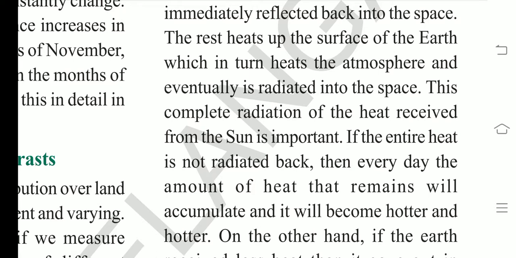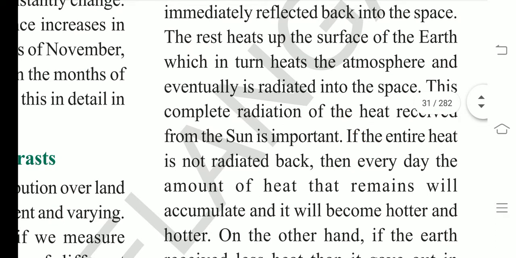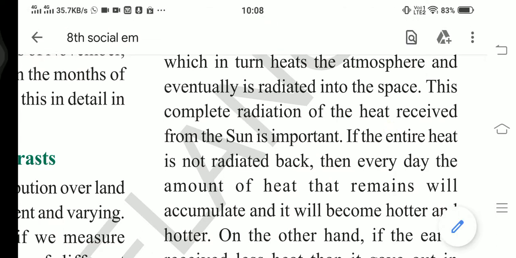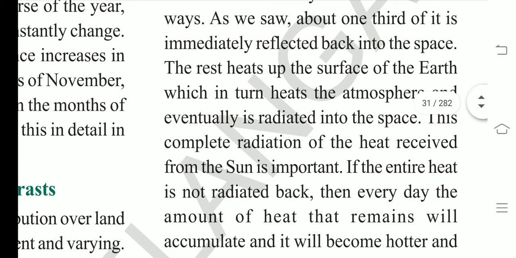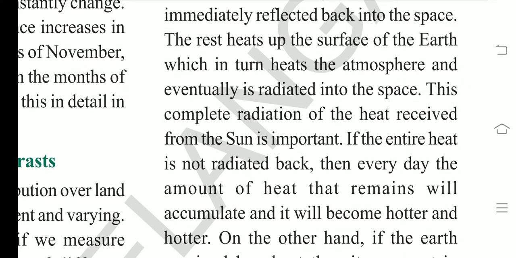Even that little solar radiation which reaches the Earth's surface is enough to make the Earth's surface warm and also enough to heat the atmosphere. Understand? So what I want to say here is that a little solar radiation received by Earth is enough for making Earth and atmosphere warm. This complete radiation of heat received from the sun is important here.